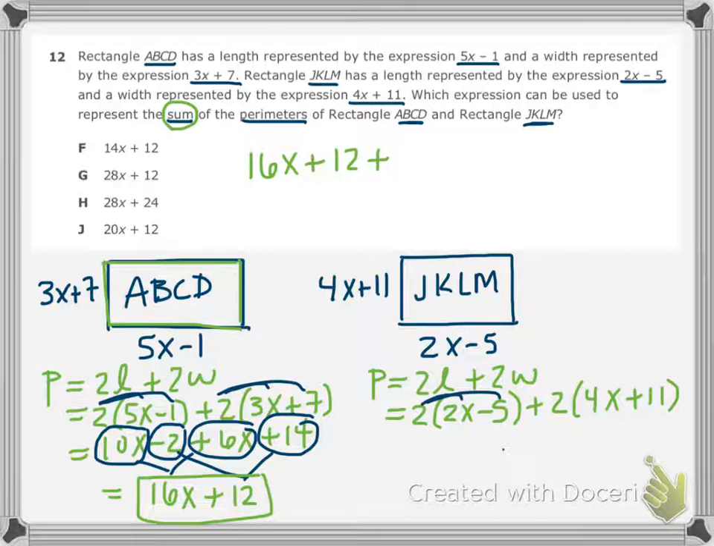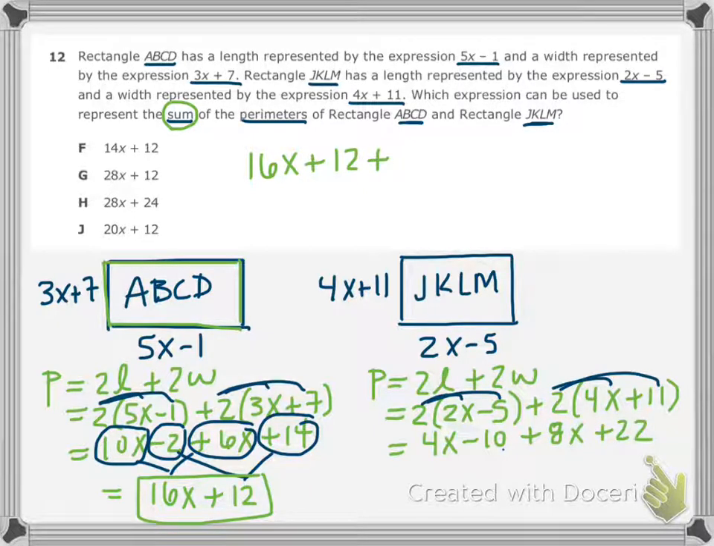We'll distribute those 2's inside those parentheses. 2 times 2x is 4x. 2 times negative 5 is negative 10. Plus 2 times 4x is 8x. Plus 2 times 11 is 22.